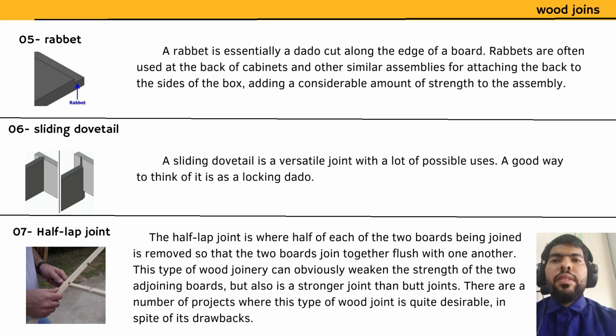Seventh, the half lap joint. The half lap joint is where half of each of the two boards being joined is removed so that the two boards join together flush with one another. This type of joint generally shares the weaknesses and strengths of the two adjoining boards, but it is also a stronger joint than butt joints.